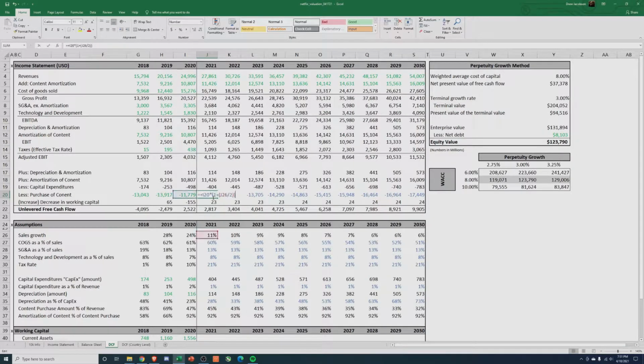So the way I forecasted this is I just took prior year and then had it grow at half the growth rate of sales growth.